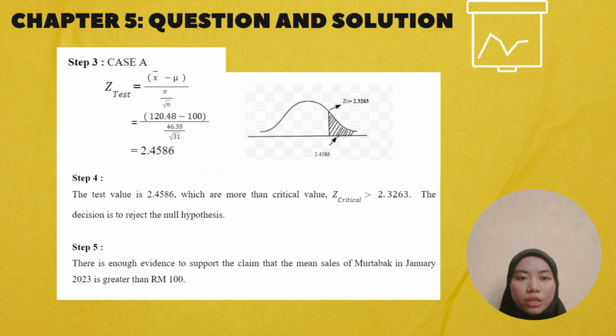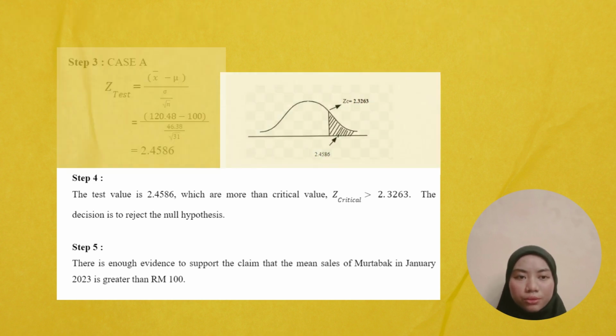And lastly, for step 5, there is enough evidence to support the claim that the mean sale of Murtabak Maggi in January 2023 is greater than RM100. That's all for me. Thank you.